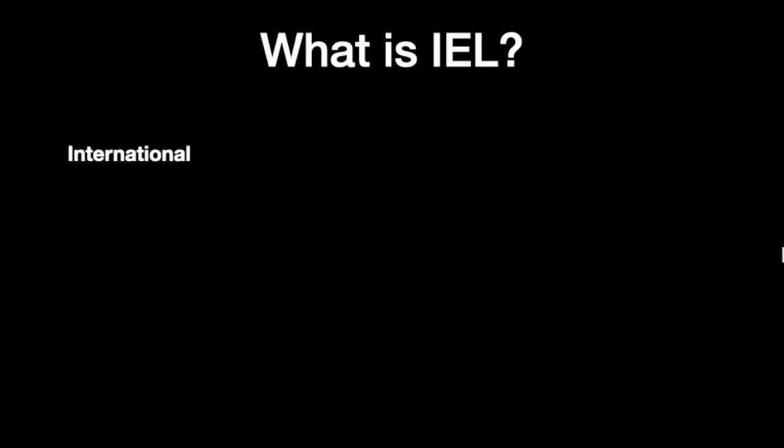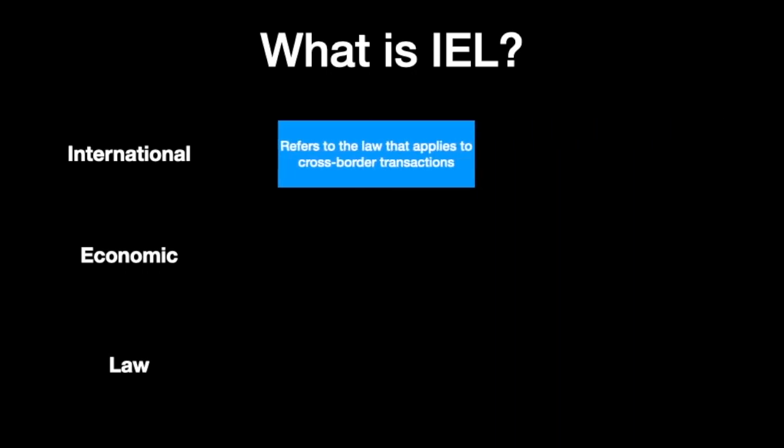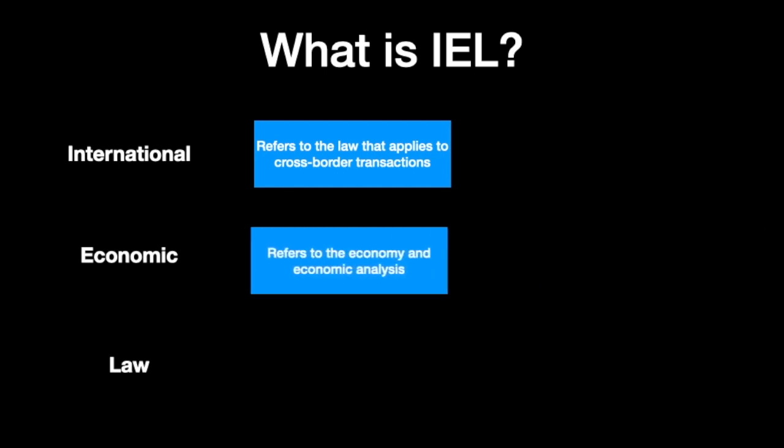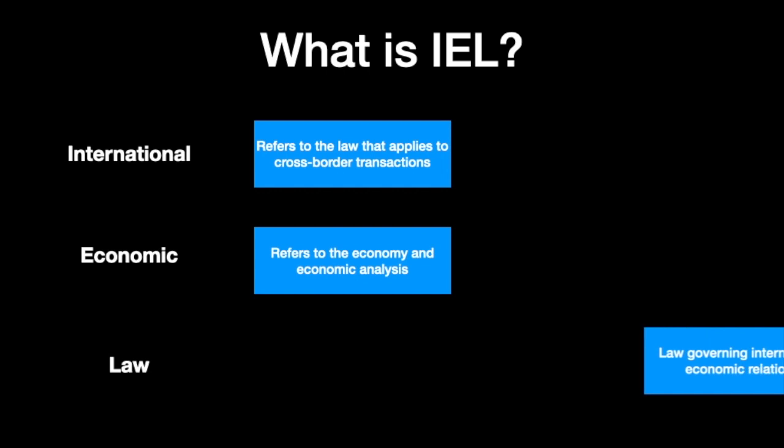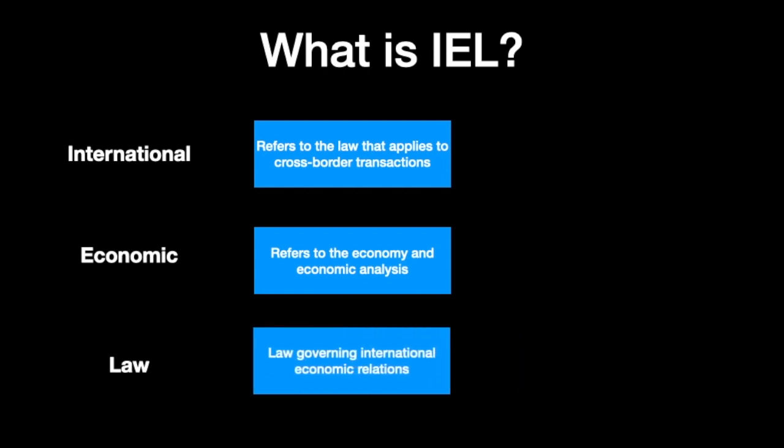Obviously, it is international, it is economic, and it is law. So what do we mean by this? Well, it is international in the sense that it refers to the law that applies to cross-border transactions. That is to say, any transaction that has some connecting element with two or more legal orders. It is economic in the sense that it refers to economic activity and also in the sense that it applies some insights from economic analysis. And finally, it is law because it deals with the law that governs international economic relations.